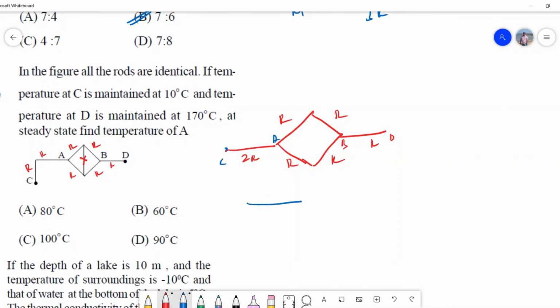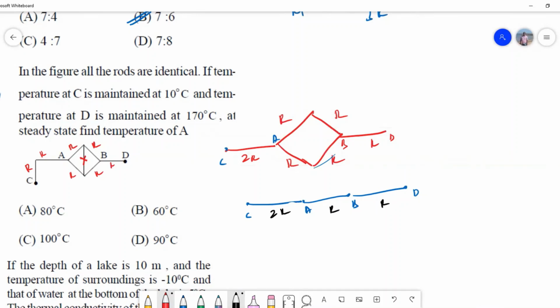Now again I draw the diagram. So C, this is the answer 2R. And between A and B, there is R. R is the effective resistance of all the 4. And between D and B again, there is R. So we have 3 resistors here. This is 2R. Between AB it is R. And again this is R.